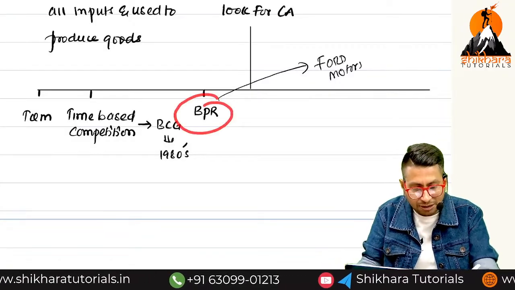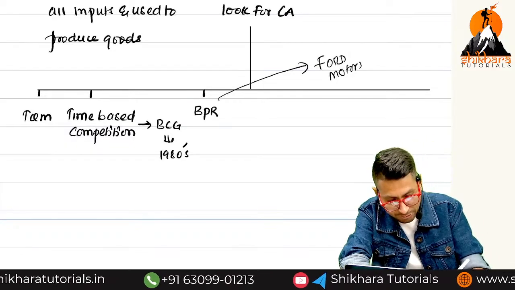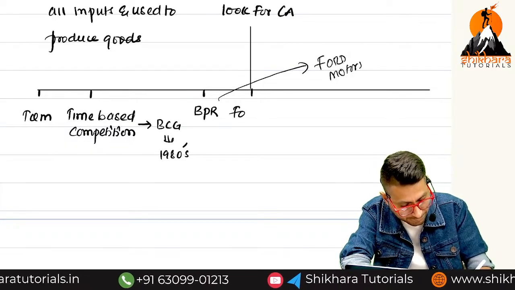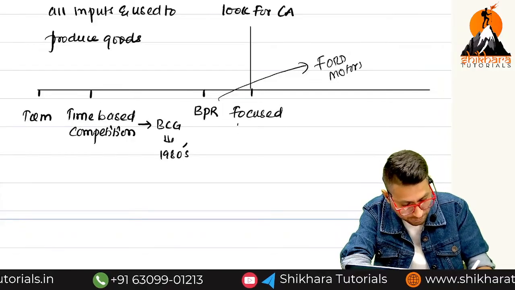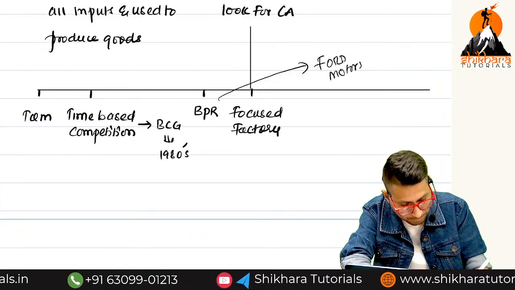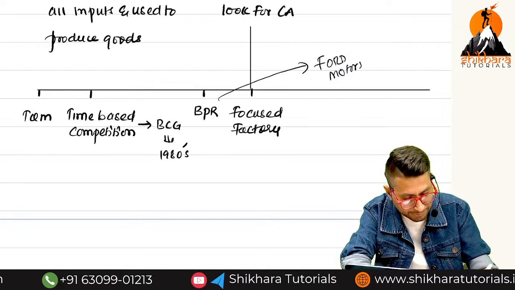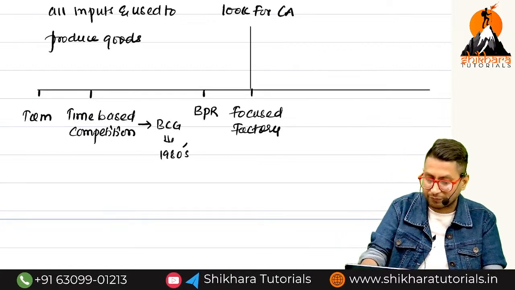That is what is called BPR. Next, focused factory. One more thing we can do: focused factory. Here, one more activity I can do is focused factory, to get which advantage?